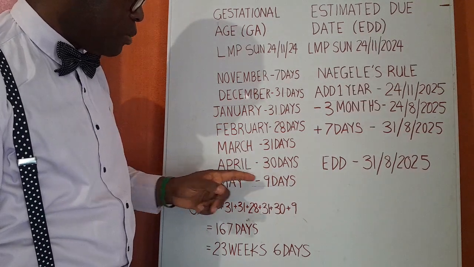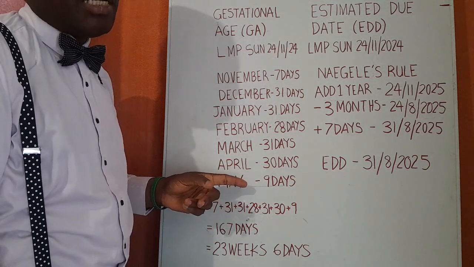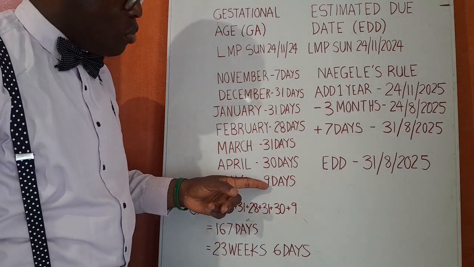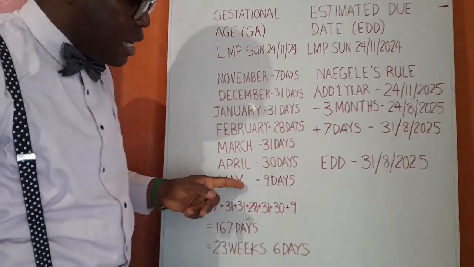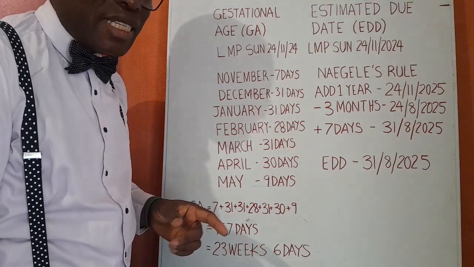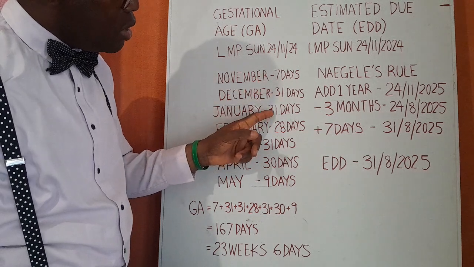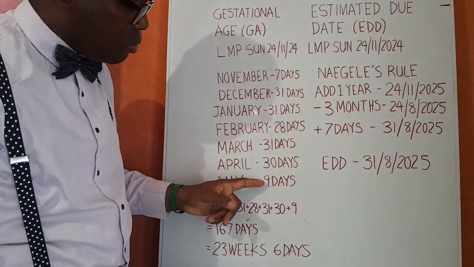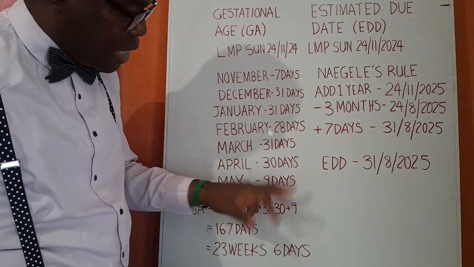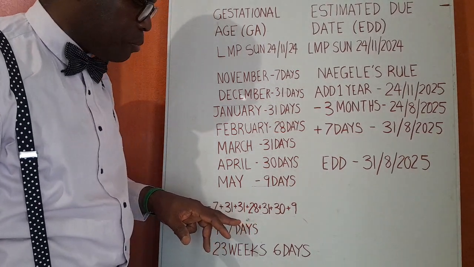The whole of May, that is today, assuming she met you today, in a function or in the hospital. So today's date is May 9th. So we are making reference to today's date, May 9th. So today now, we have spent in the month of May 9 days. So to know the gestational age in days, we are going to add all these days together. 7, 31, 31, 28, 31, 30, and 9. By the time you add everything, it sums up to 167 days.